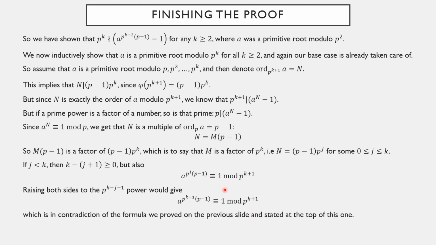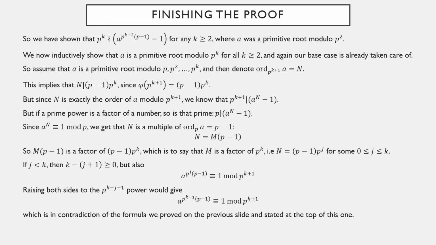That, however, contradicts this formula right here for replacing k's with k+1s. This would tell me that p^(k+1) is in fact a factor of this minus 1. It's the same formula here, just shifted by one index. So therefore, j cannot be smaller than k. Therefore, j is equal to k. Therefore, the order of a is (p - 1) times p^k. That was the order modulo p^(k+1), and that's phi of p^(k+1). So assuming that a was a primitive root modulo p^2, all the way up to p^k, we derived it's also a primitive root modulo p^(k+1).